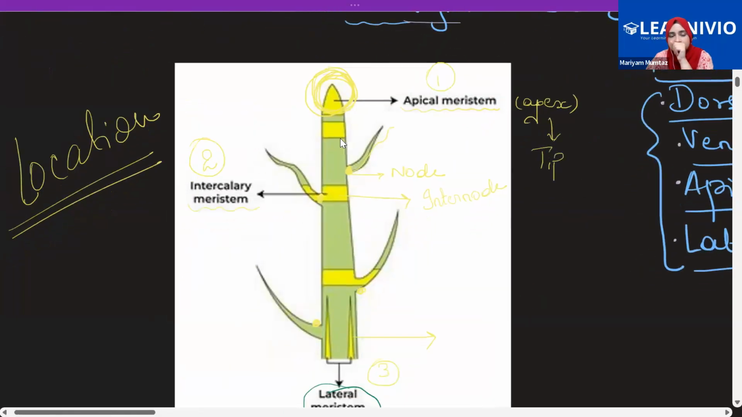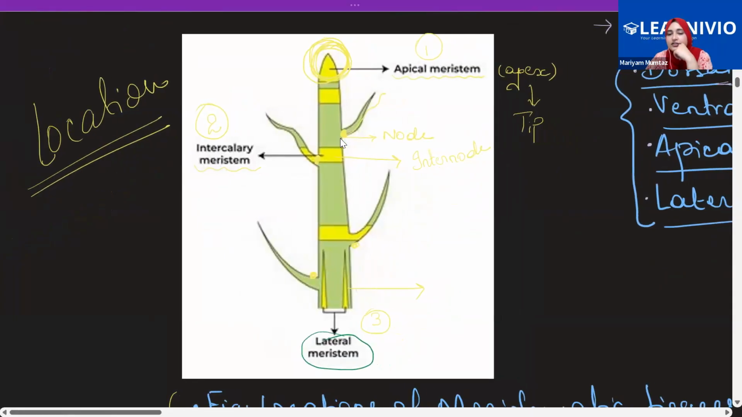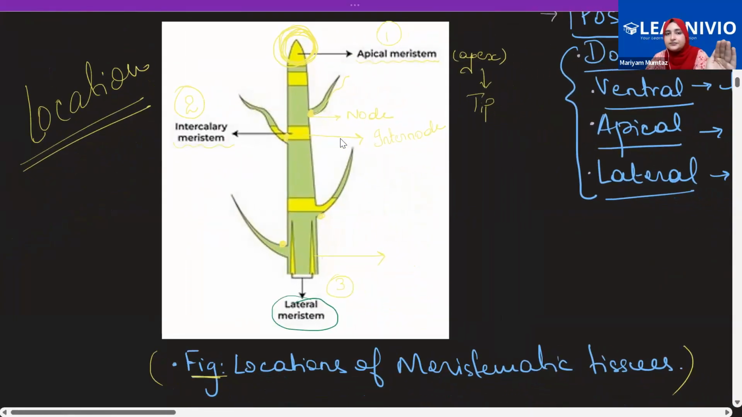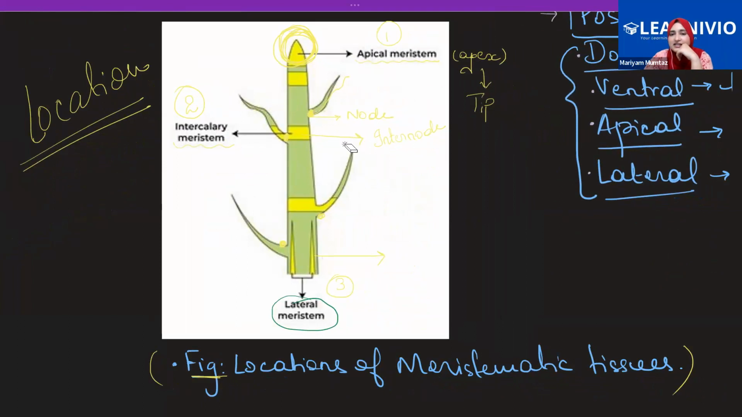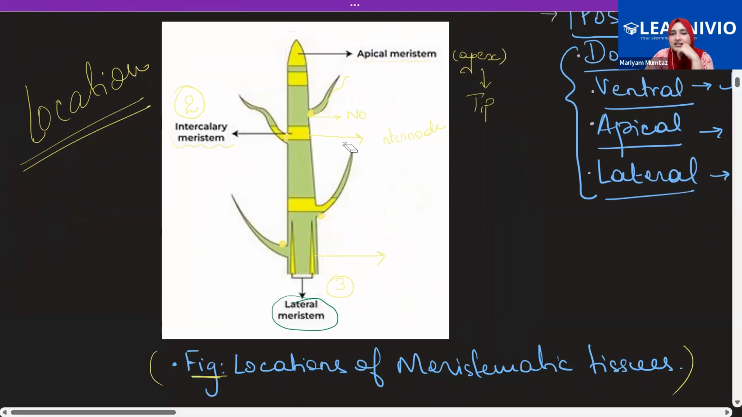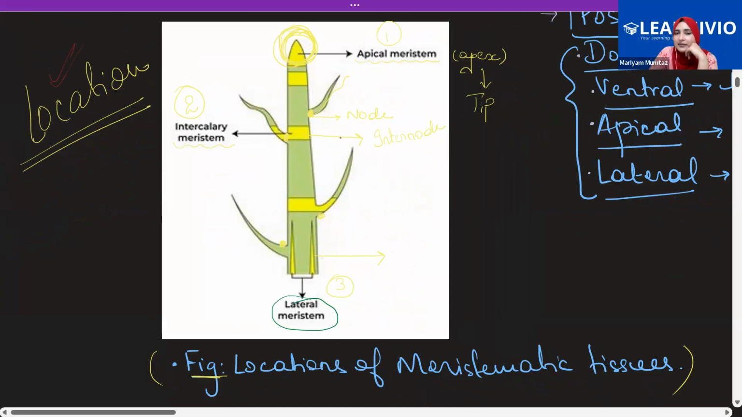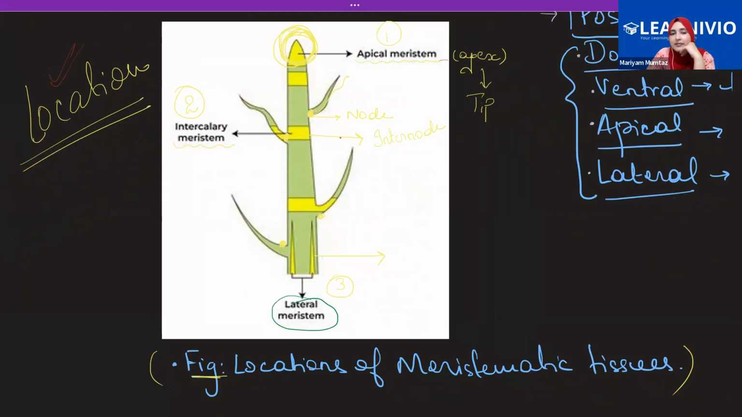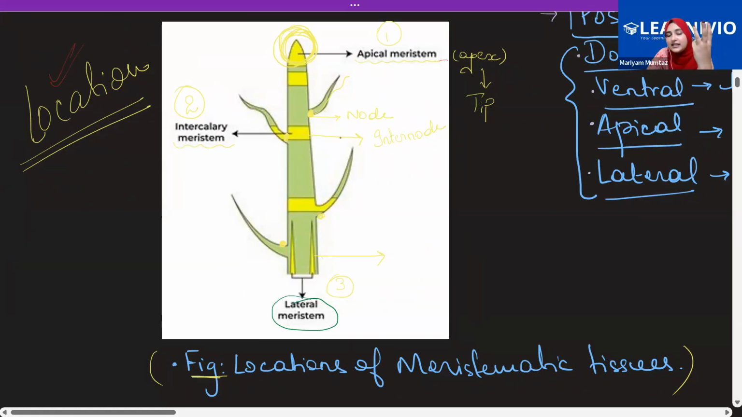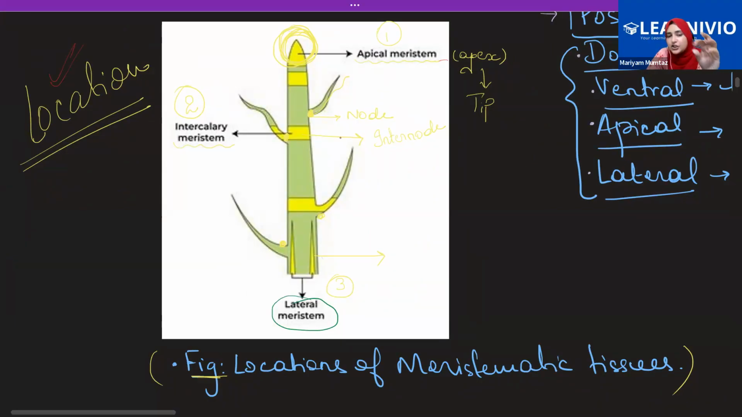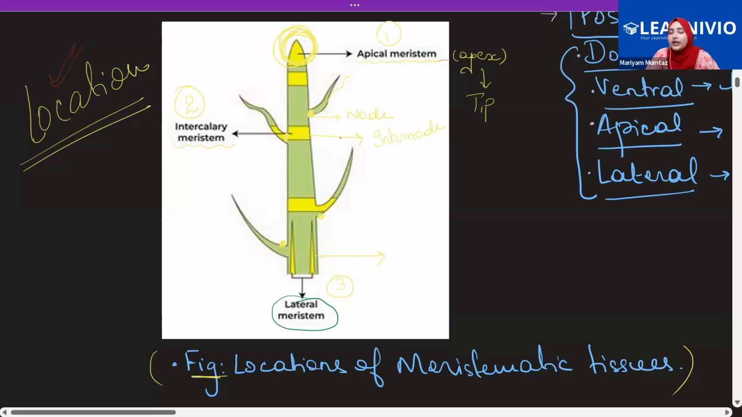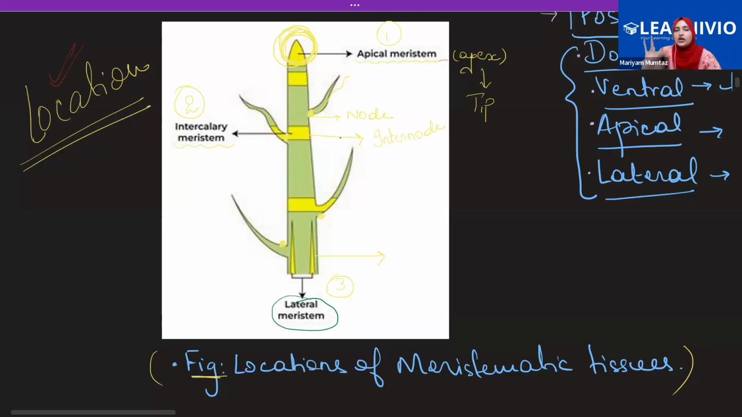Now, right in front of you is the picture of your meristematic tissue. Meristematic tissue is of 3 types, like I told you. The basis of division was depending upon the location. So, apical meristem, intercalary meristem, and lateral meristem. 3 types of meristems are there in the meristematic tissue, depending upon the location wherever it is present. So this is your diagram for it.